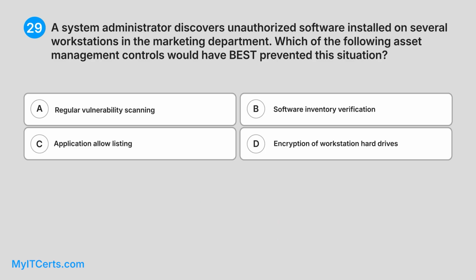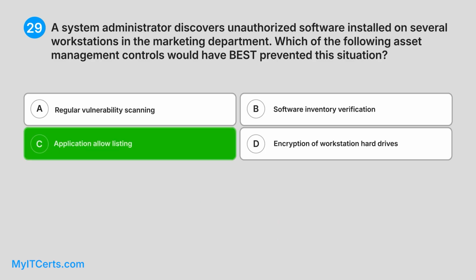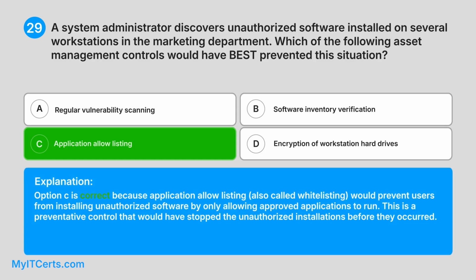Correct answer. C. Application allow listing. Explanation. Option C is correct because application allow listing, also called whitelisting, would prevent users from installing unauthorized software by only allowing approved applications to run. This is a preventative control that would have stopped the unauthorized installations before they occurred.